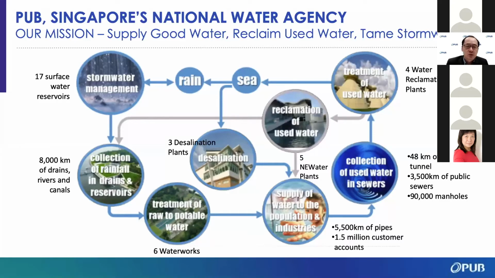So for those who do not know PUB, we are the National Water Agency of Singapore. Our mission is to supply good water, reclaim used water, as well as tame storm water. What you see on screen is what we call the water loop. The outermost loop is the conventional water cycle where you collect rainwater and turn it into drinkable water. And what you see in the middle are the two newer sources of water. One is the reclamation of used water into drinking water. And right smack in the middle of the screen is desalination. So effectively, we have applied digital technologies in all aspects of our water supply and water reclamation operations.